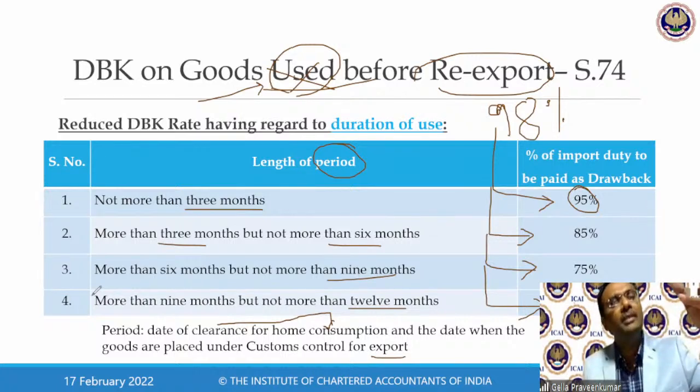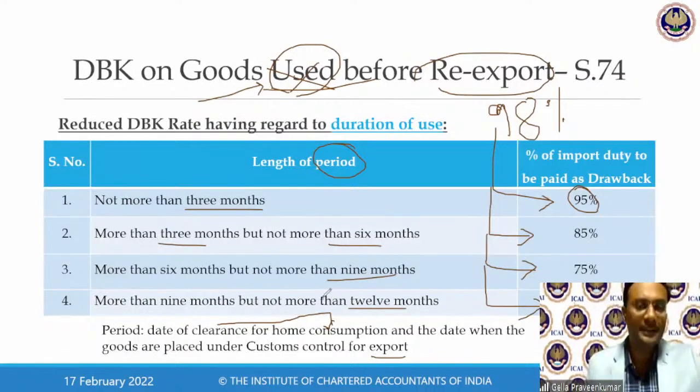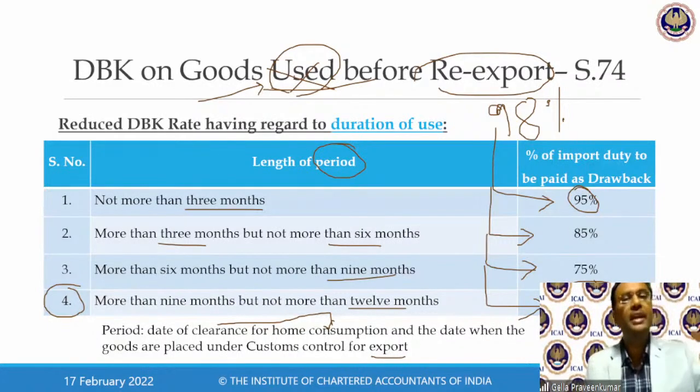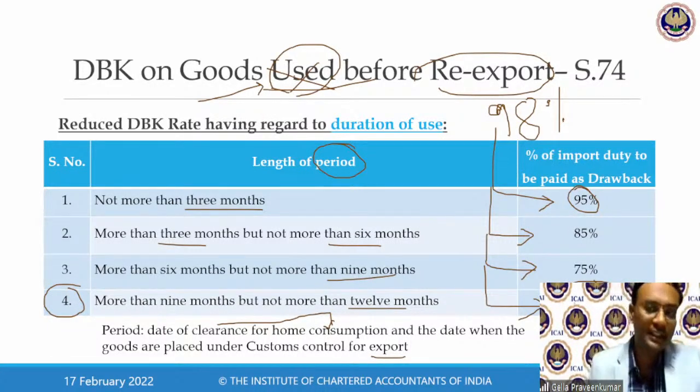Sir, I have brought the goods into India. I've used them for 10 months. After 10 months, I'm exporting back. So 10 months falls at my serial number 4. How much is the percentage of duty I am entitled to? 70%. So assuming I have paid 1 lakh, on 1 lakh, 70%, 70,000 is the duty drawback I'm entitled to.